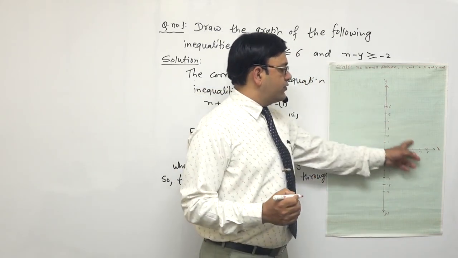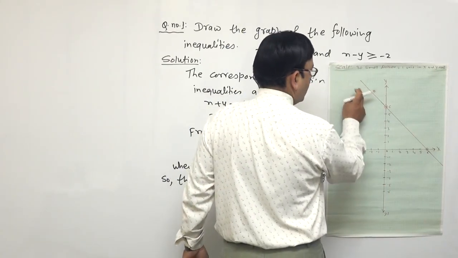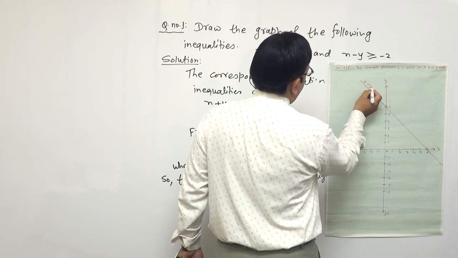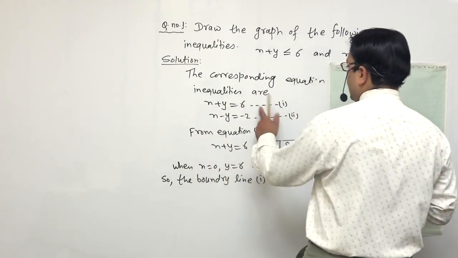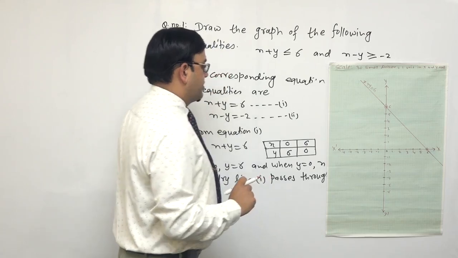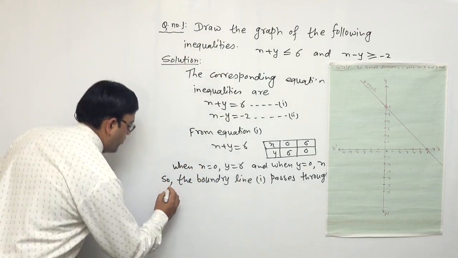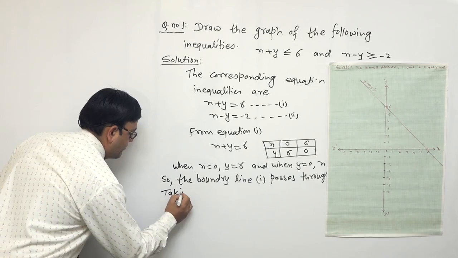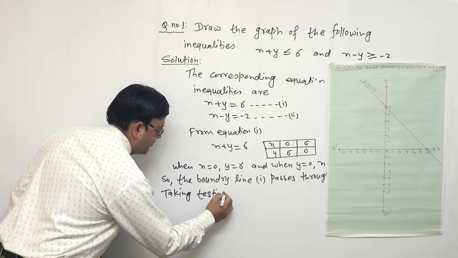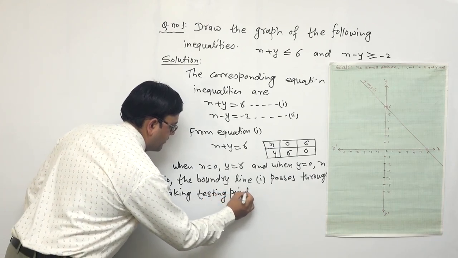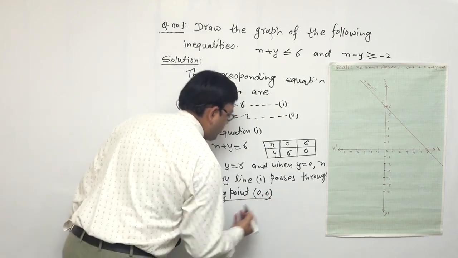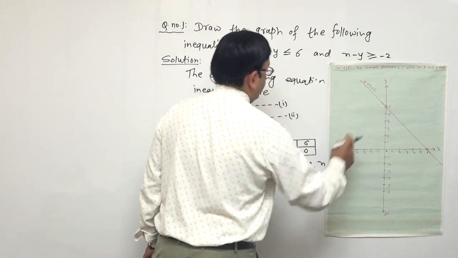So let us join these 2 points, and the name of this line is x plus y is equals to 6. This is equation 1. Now we have to take the testing point. Testing point 0, 0. If the line doesn't pass from 0, 0, we can take testing point 0, 0.